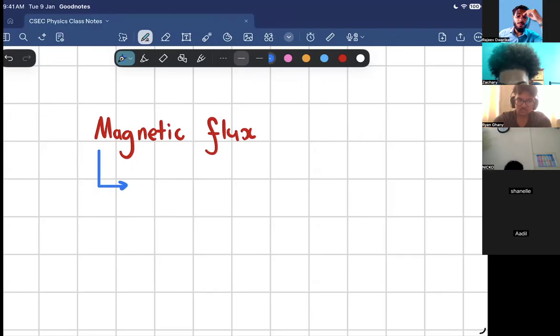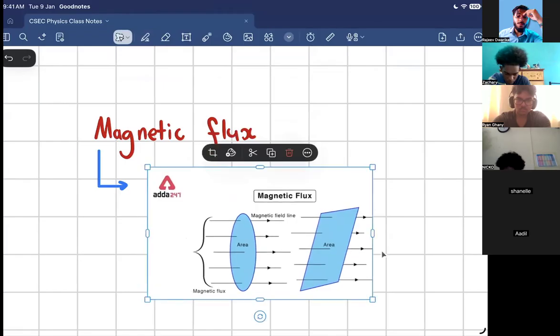Let me get a diagram to show you all what it is. A magnetic flux diagram. Let's see what I'm talking about.